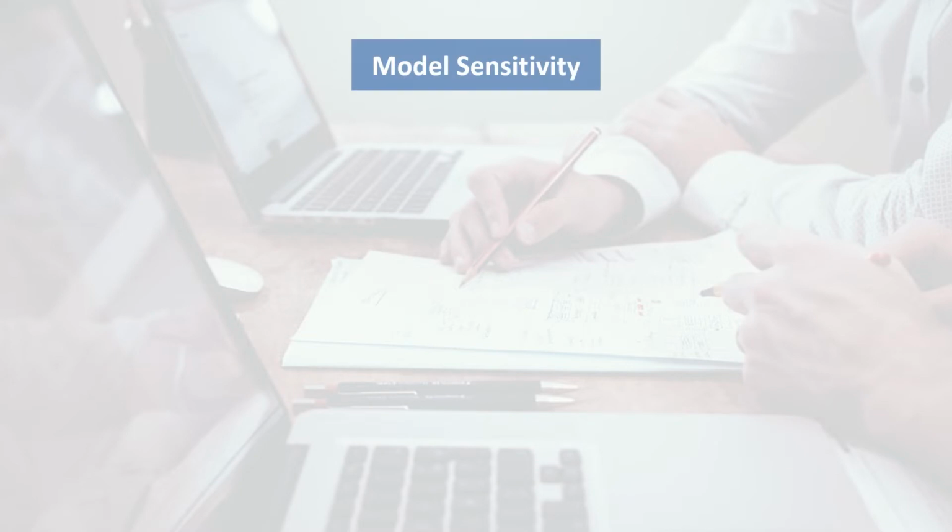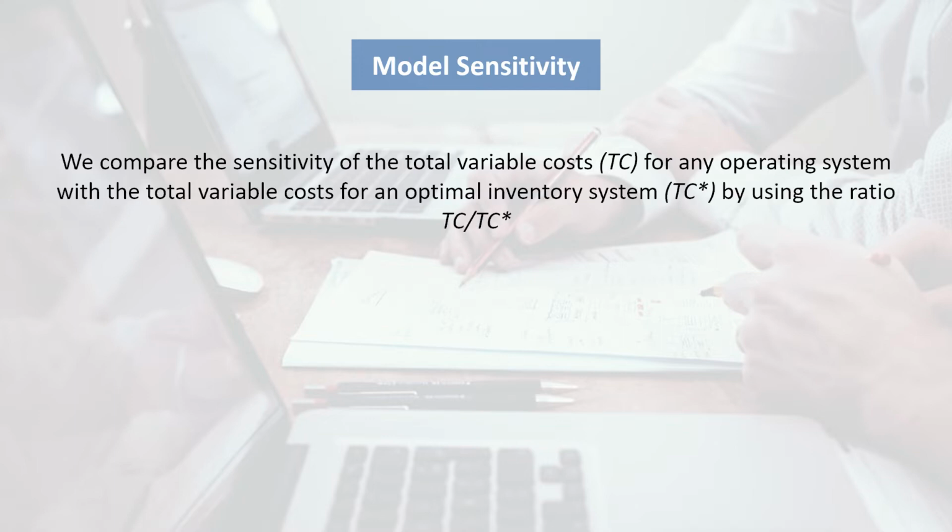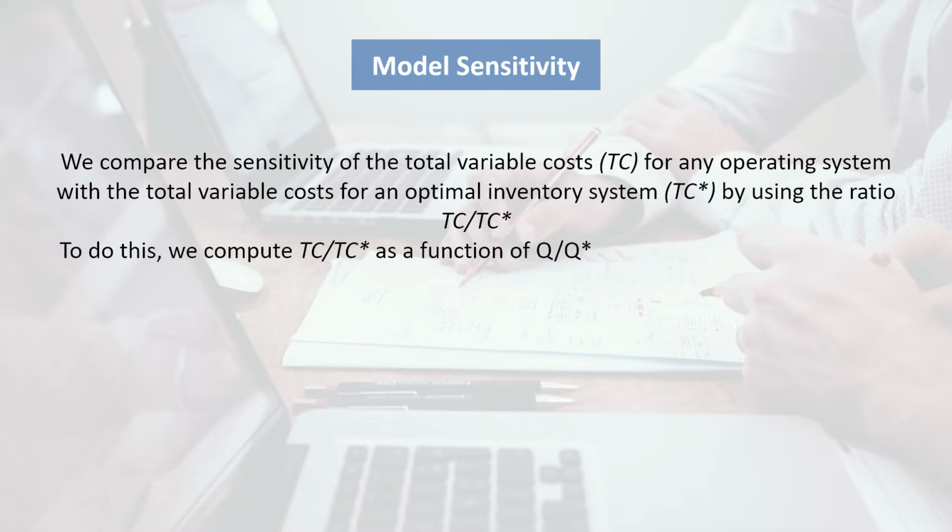So how do we calculate model sensitivity? We compare the sensitivity of total variable cost for any operating system with the total variable cost for the optimal inventory system by using the ratio of TC upon TC star, where TC represents the total cost for the order quantity you have taken, and TC star represents the total inventory related cost when you use economic order quantity. This ratio is nothing but a function of Q upon Q star.